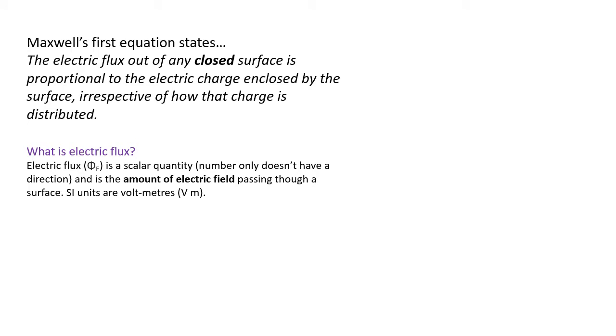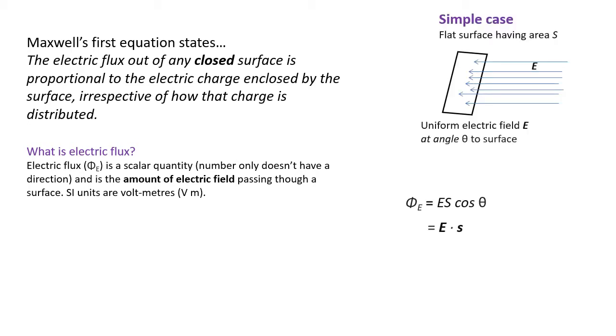Okay, let's look at Maxwell's first equation in integral form. It tells us the electric flux out of any closed surface is proportional to the electric charge enclosed by the surface, irrespective of how that charge is distributed. Electric flux is a scalar quantity and is the amount of field passing through a surface. So if we look at a surface with area S and a field of E, then the electric flux is equal to the magnitude of E times the area times the cosine of the angle between them.